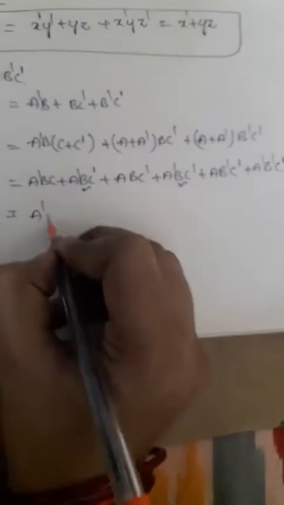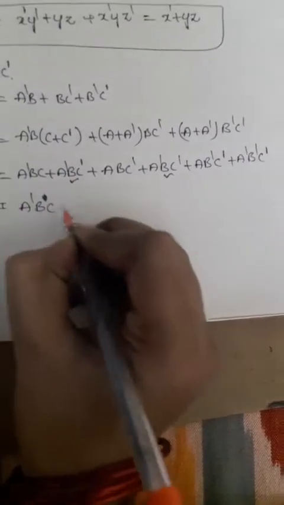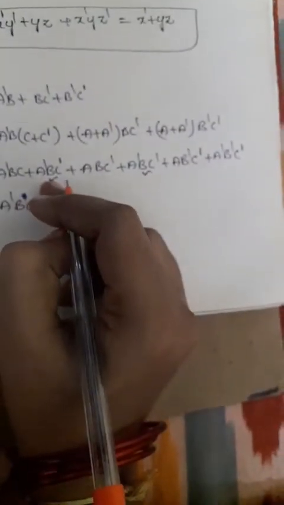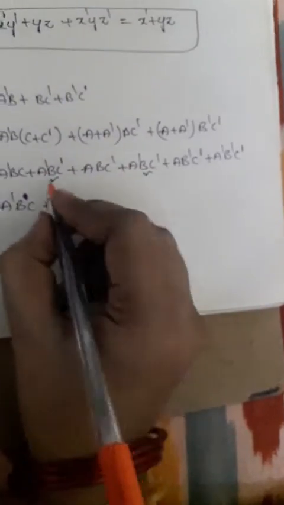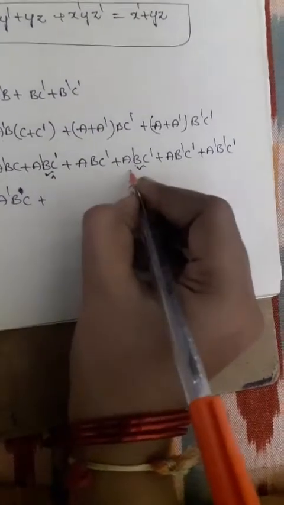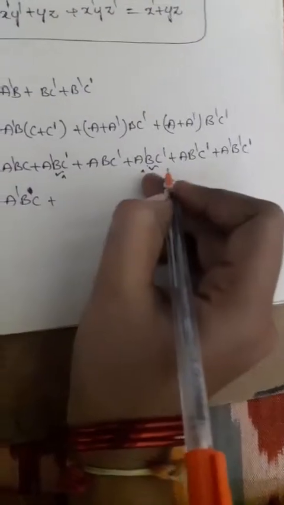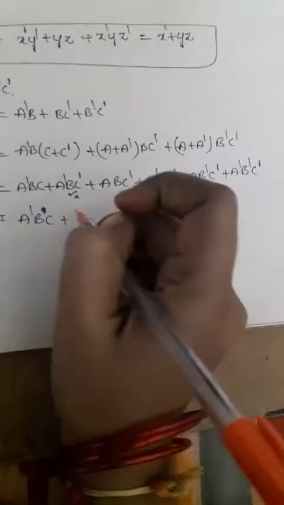Okay. So now consider the function A complement B C, the first function, and the next function is A complement B C complement. So this one is repeated. I can consider this function as A and this function as A. Both will be the same now. That's why I can consider a single function A. So A plus A is nothing but we can write it as a single A, right?